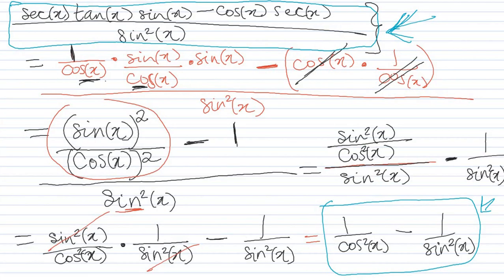So 1 over cosine squared x minus 1 over sine squared x is a very good answer, as well as what we had up top. The only difference is one is more simplified than the other. So this is a good answer. But guess what? We can even go ahead and simplify further. So we have 1 over cosine squared x minus 1 over sine squared x.